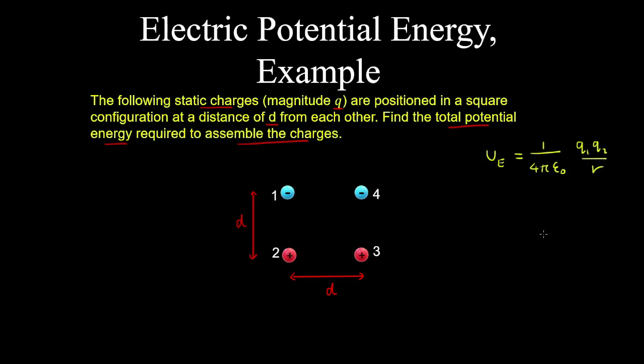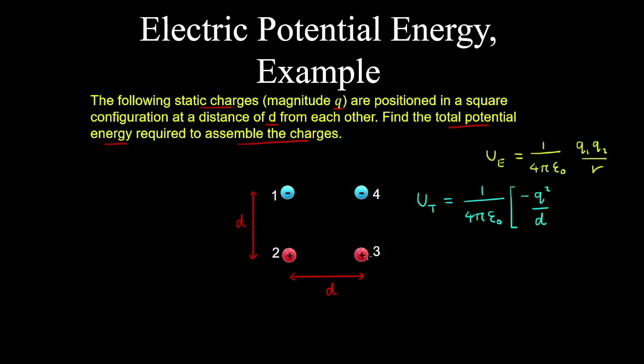To calculate the total potential energy of our system of charges, we first bring charge 1 from infinity and hold it in place. That requires no work to be done, assuming we're in a vacuum. Now we bring charge 2 into the electric field of charge 1. Therefore we have minus q times q, and we're bringing charge 2 from a distance of infinity to a distance d from charge 1. So we divide by the distance between the charges.